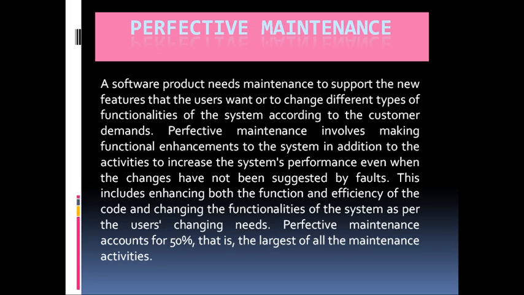This may include enhancing both the function and efficiency of the code and changing the functionality as per users' changing needs. It means making changes in the functioning of the system as the user demands. Perfective maintenance accounts for 50% of the time, and this is the maximum time spent in maintenance. To make the software perfect, it requires 50% of the time to continuously make enhancements or additions to the functioning of the system.